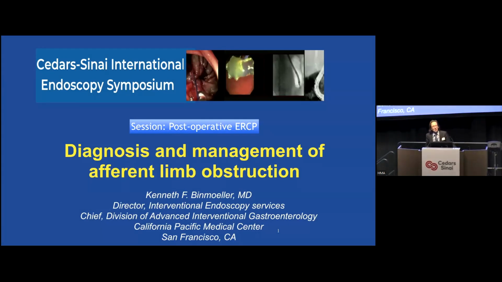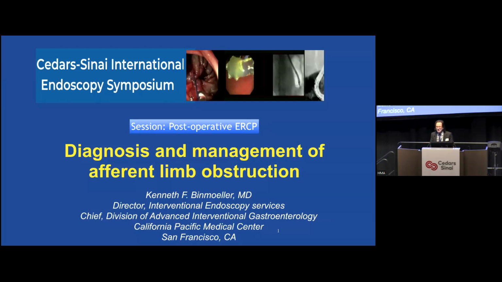Well, when Simon Lowe gave me this topic, diagnosis and management of afferent limb obstruction, I thought, that's so rare. Why would the audience be interested in something that they're probably never going to see? But then on further thought, what we've learned over and over in medicine is that our ability to help our patients with treatment depends on our ability and our awareness to make a diagnosis.